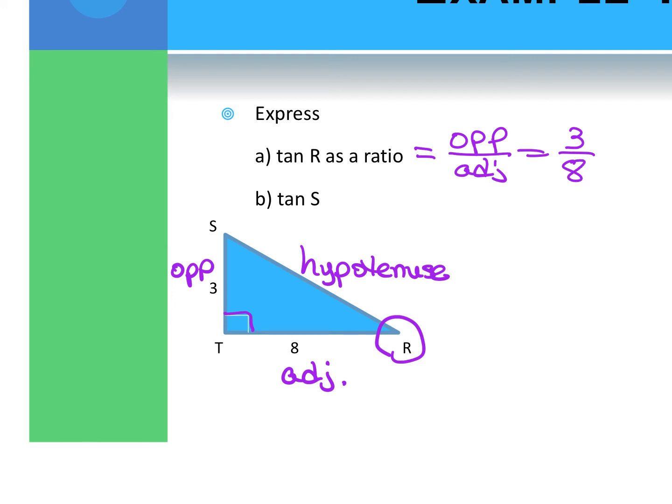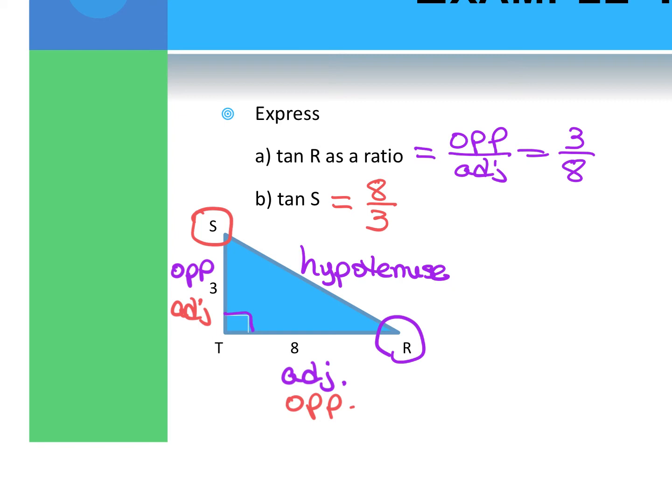When it wants me to find the tangent of angle S, the other acute angle, now I've got to change my names. So now, in relation to S, the side that's opposite to S is now the 8. And the side that's adjacent to S is now the 3. So when I want to do the tangent of S, now my fraction flips. I'm still doing opposite over adjacent, but the names for the sides changed because the angle changed.